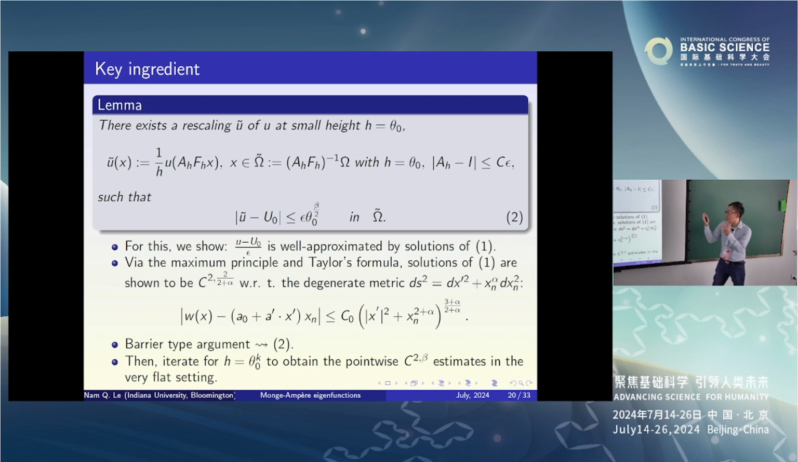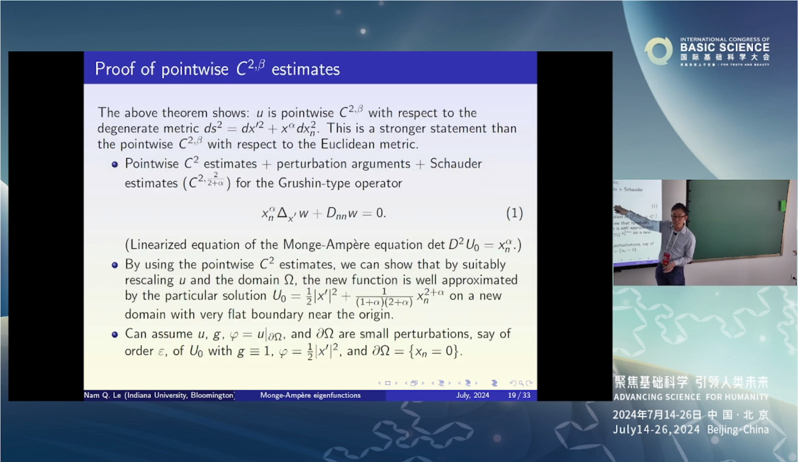So when you do that, you see that everything now, so this is the key lemma. But to prove this lemma, you do a kind of linear analysis. In the sense that suppose you start with u very close to u naught up to epsilon. So you look at this ratio, and it turns out that this ratio can be shown to be well approximated by the solution of this Grushin-type operator.